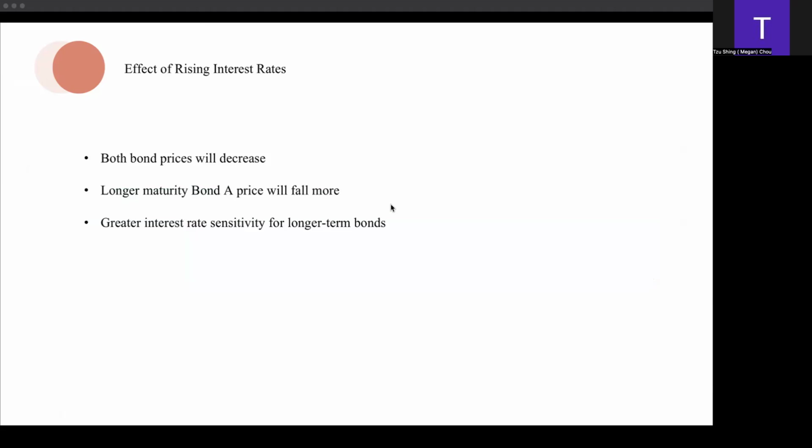Now, what happens if interest rates in the economy rise? Both bond prices will decrease, but bond A, with its longer 30-year maturity, will see a more significant price drop. This is due to the greater interest rate sensitivity of long-term bonds. When new bonds are issued at higher interest rates, existing bonds with lower rates become less attractive, causing their prices to fall to compensate.